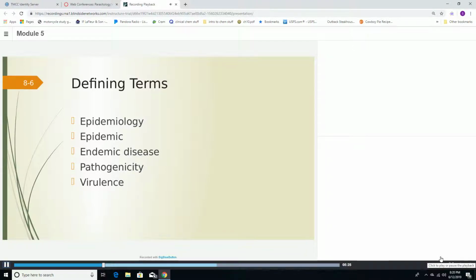So basically, pathogenicity is the ability of an organism, or in this case, a parasite, to cause a disease process within a human or a host. But the only host we're worried about is humans. Virulence. You might have remembered this from microbiology, or those of you who haven't taken microbiology yet, you're going to want to take note of this word.